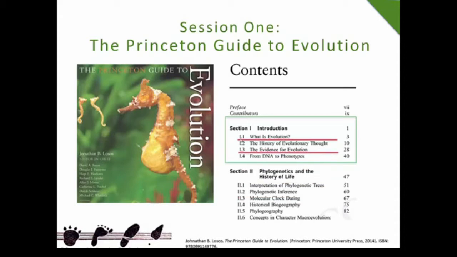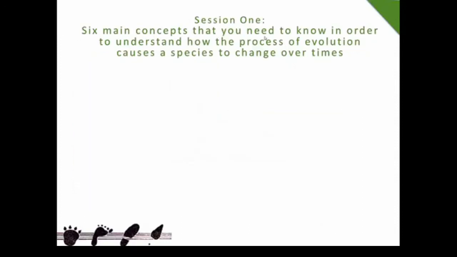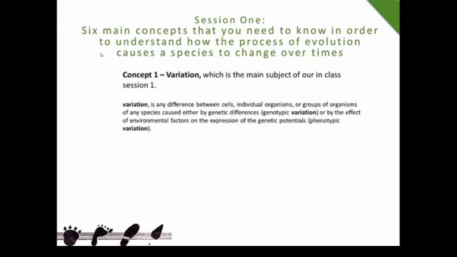Then "Evidence for evolution". This is covering the more paleontological line of research and contributions to the concepts. And "From DNA to phenotypes". This is actually the most directly relevant chapter to our in-class session, covering variation, both genotypic and then phenotypic. There are 6 main concepts that you need to know in order to understand how the process of evolution causes a species to change over time, or in other words, the origin of biodiversity. That's good news. There are only 6 main concepts, a manageable number. Crows can count up to 7, so probably even crows can learn that.